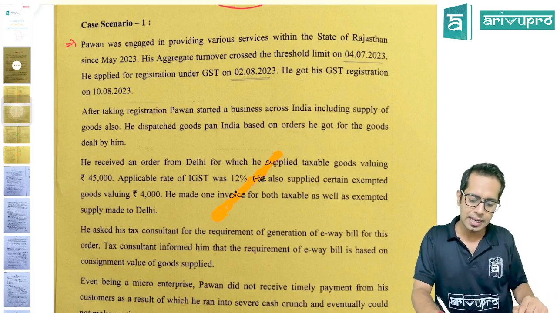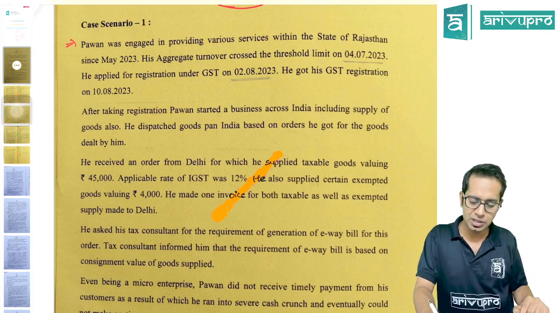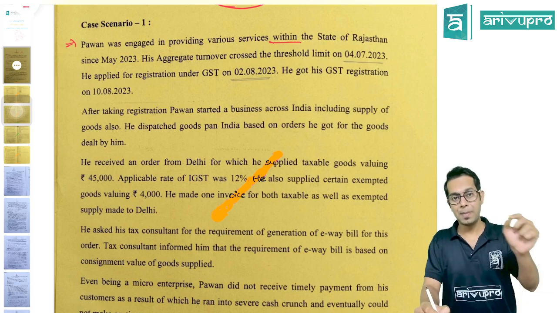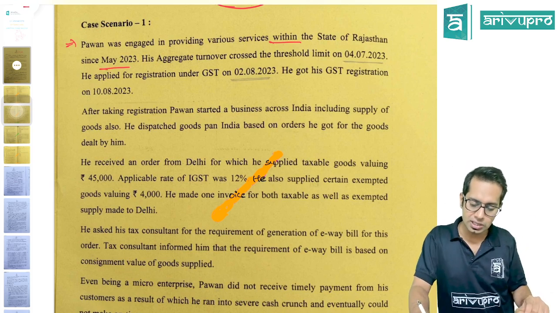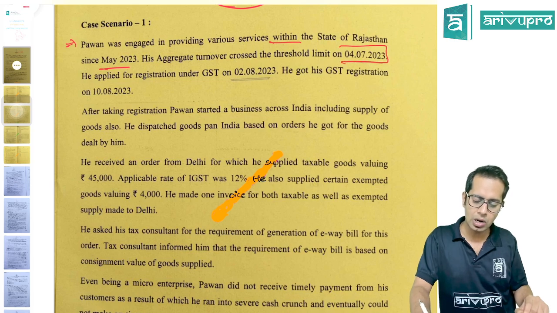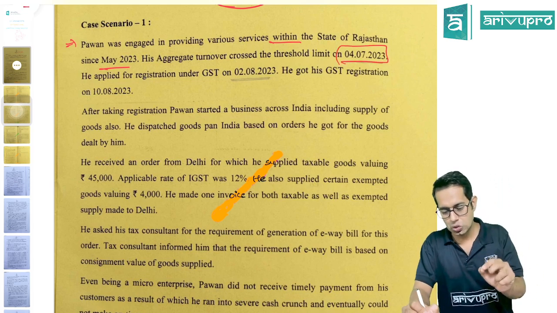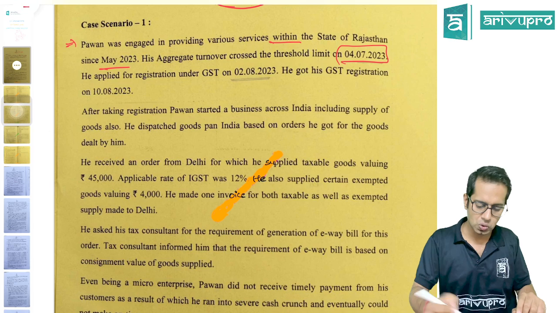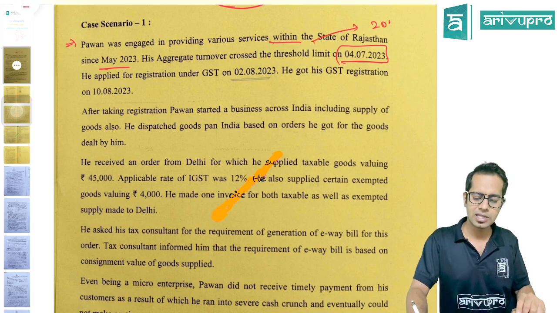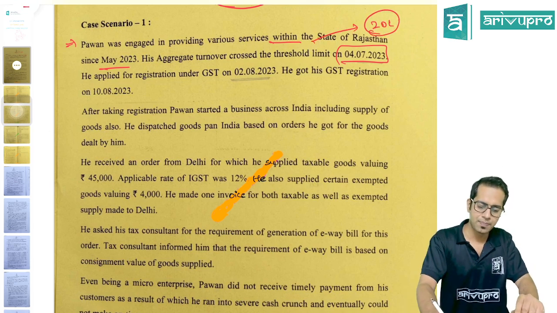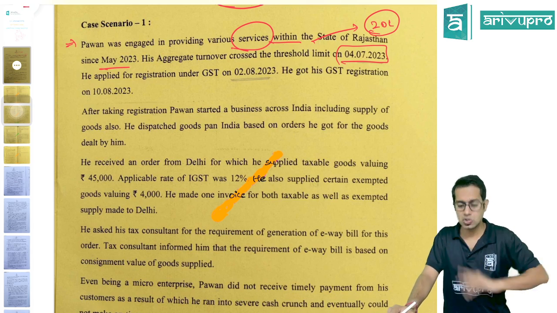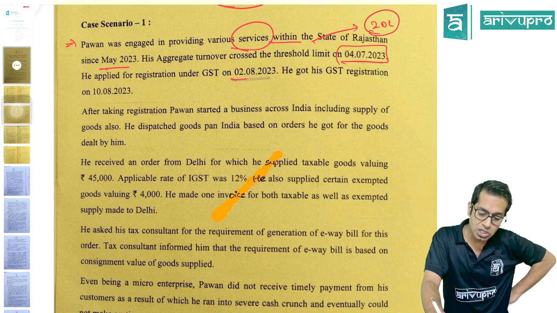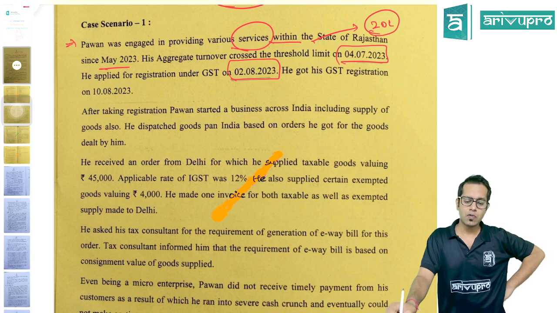Pawan was engaged in providing various services within the state of Rajasthan since May 2023. His aggregate turnover crossed the threshold limit on 4th of July 2023. So the threshold limit for the state of Rajasthan is 20 lakh rupees and he is a dealer of services. So his turnover has crossed 20 lakh rupees. He has applied for registration on 2nd of August 2023.